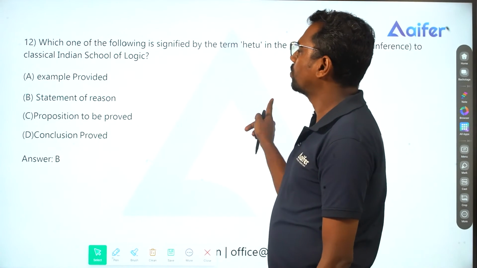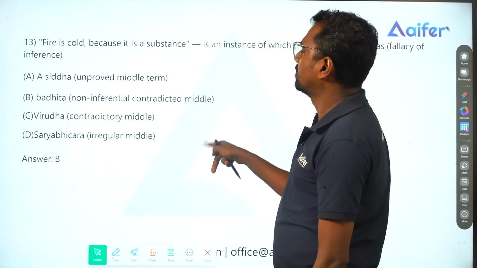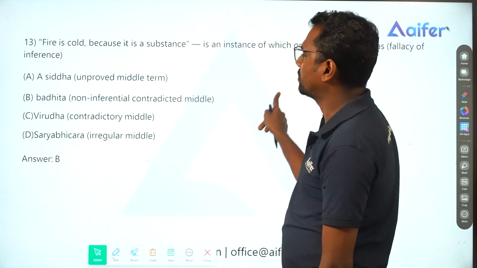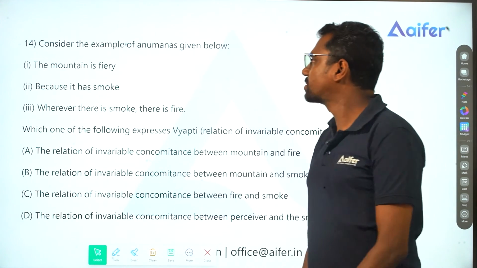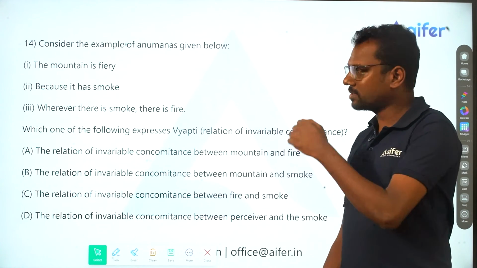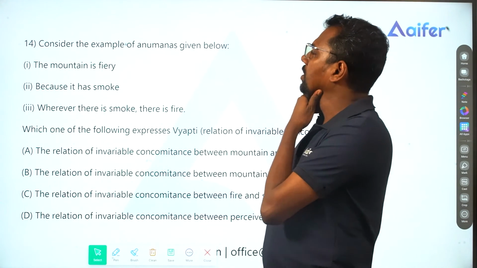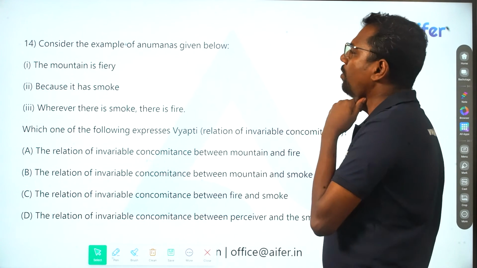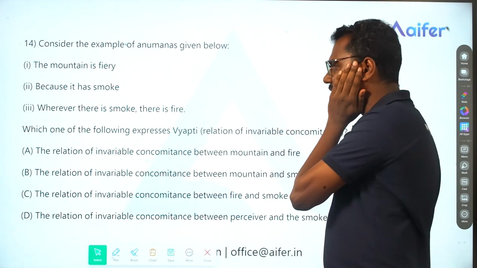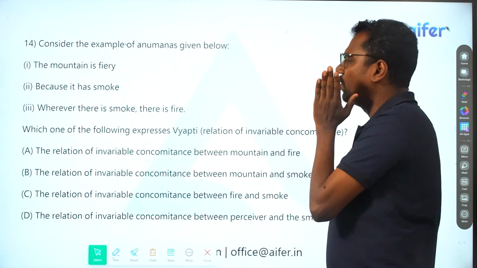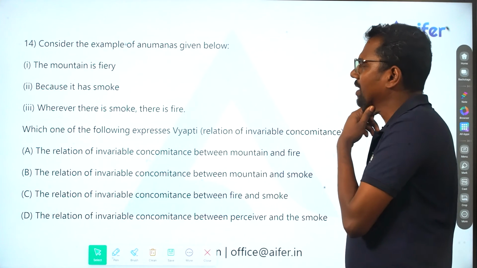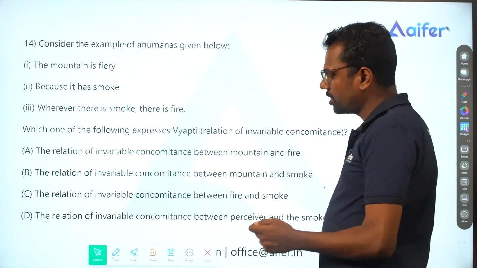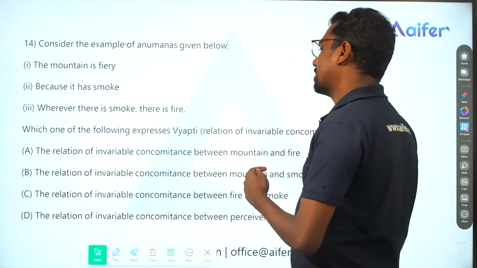Moving to the next one, the last question. Consider the example of Anumanas given below. The mountain is fiery. The mountain is fiery because it has smoke. Wherever there is smoke, there is fire.